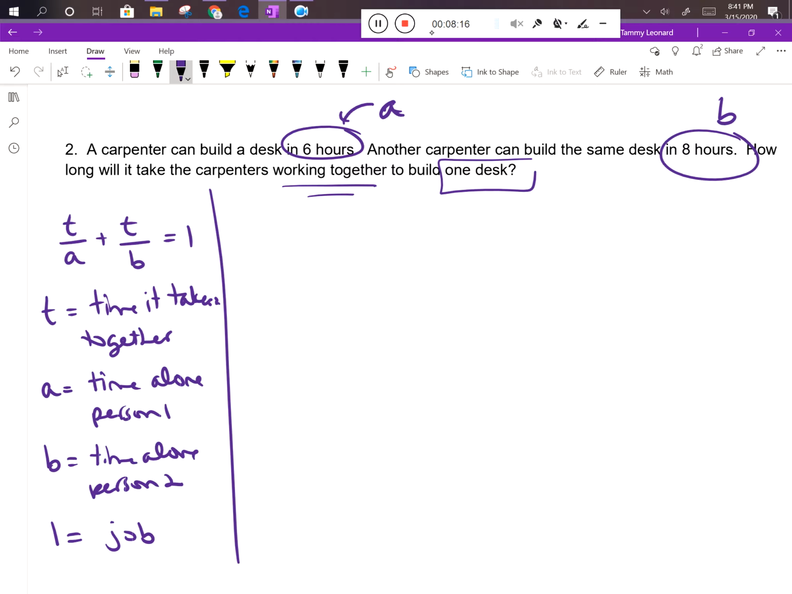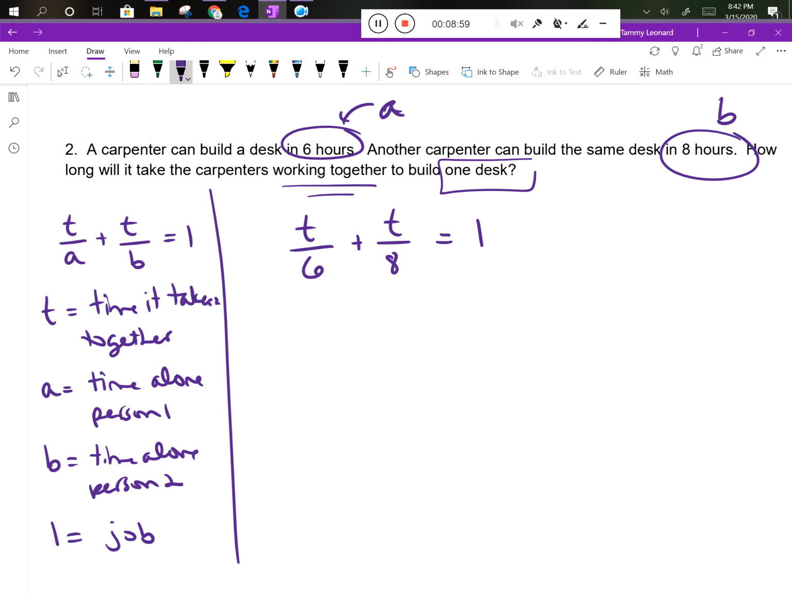Now, I'm sure you can imagine this can be extrapolated for other situations, like we have 3 painters who can paint a room. How long would it take the 3 painters working together if painter A can do it in this time, painter B can do it in that time, and painter C can do it in that time? We would just add on a plus T over C as a third fraction in the equation and solve from there. So let's take a look at how this plays out. So T over 6, because that's how long it takes person A, plus the time together over 8, because that's how long it takes for person B, is equal to one job being accomplished.